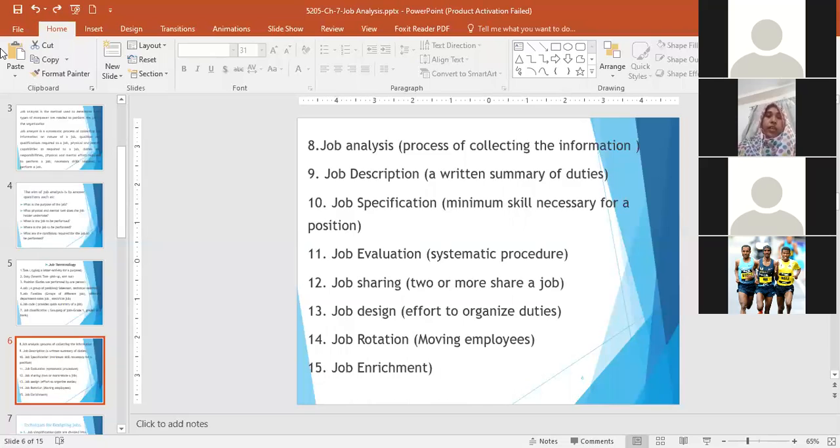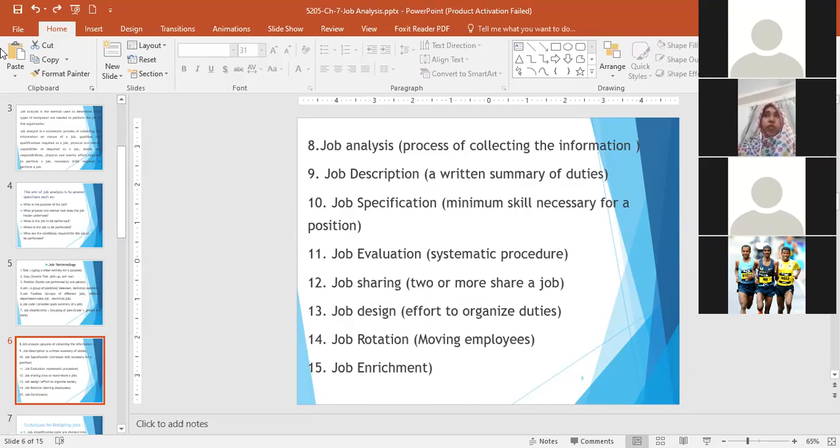Like you can think of a university's controller of exam office. There is a huge working load, so they share the same types of duties among two or three persons. This one is job sharing: two or more share a job.